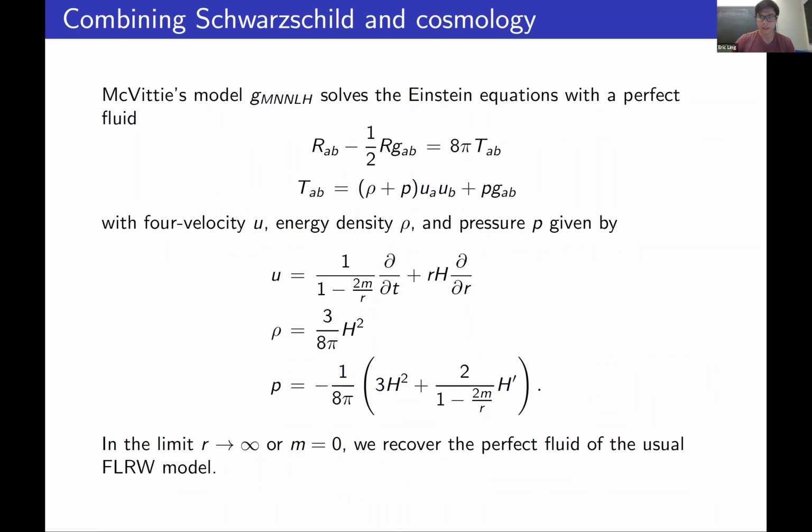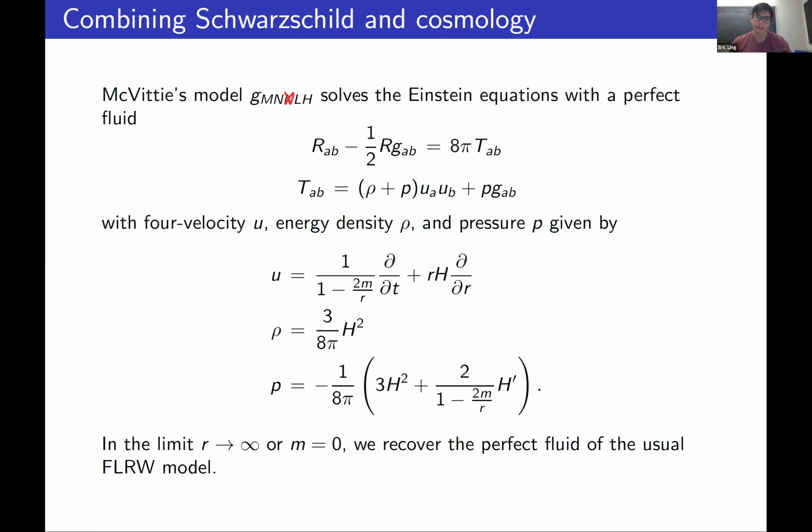So McVittie's model solves the Einstein equations with a perfect fluid. This was all in the paper by Nandra, Lasenby, and Hobson. So it solves the Einstein equations, and it does so with a perfect fluid, but they didn't actually say what the rho and the p and the u are of their perfect fluid. It's not too hard to actually find what it is.